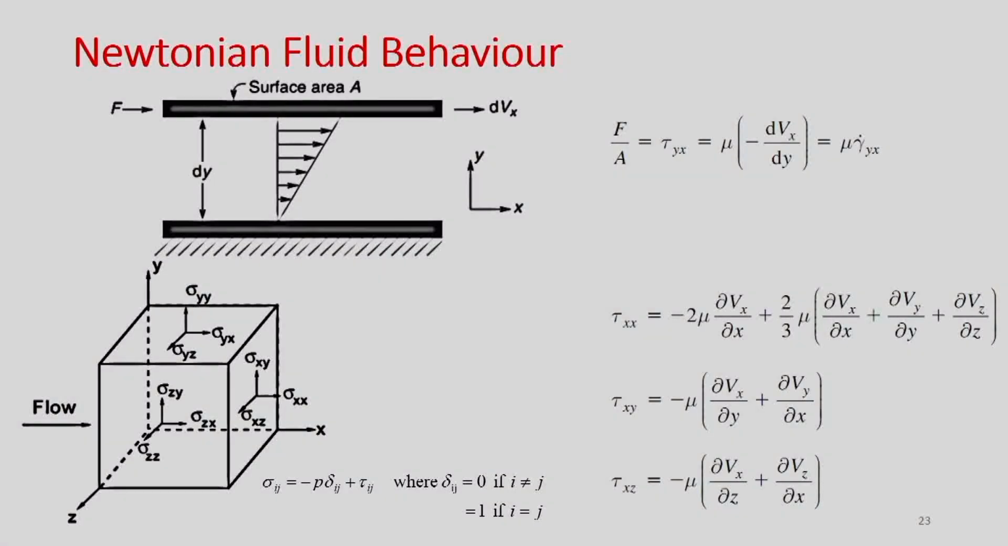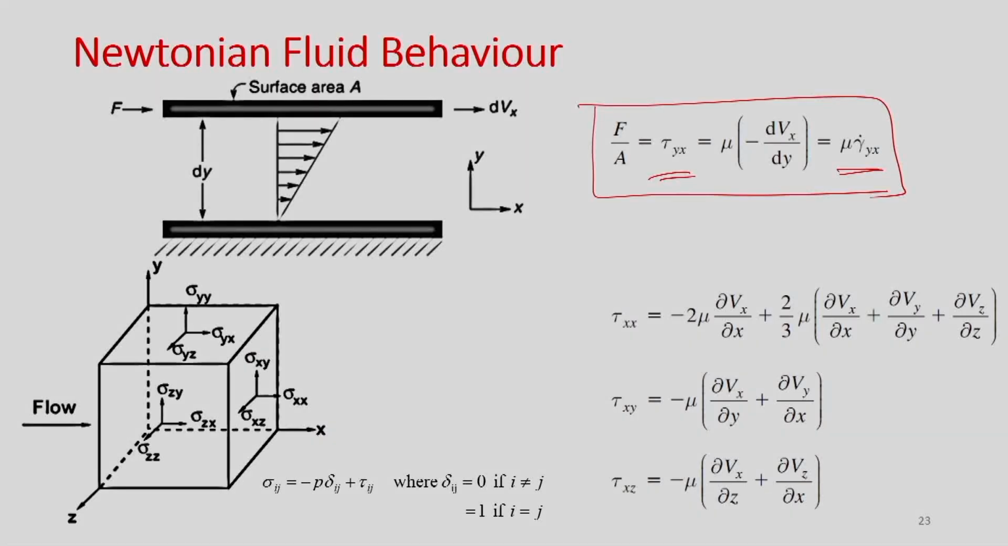So, now we take simple Newtonian fluid behavior, like the standard experiment. We take a Newtonian fluid confined between two plates. One of the plates, let us say the top surface here, is moving with velocity Vx because of an applied force F. The surface area of the plate is A. So, we can relate the velocity gradient and the shear stress: the shear stress is equal to F by A, that is mu times minus dVx by dy, which is equal to mu gamma dot yx.